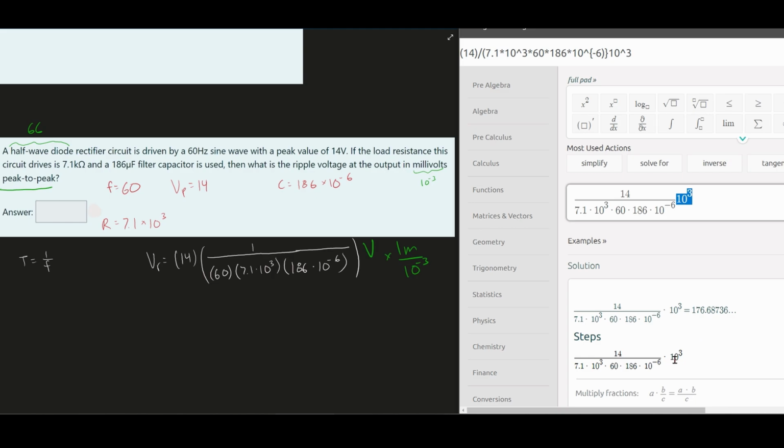So after I plug all that in, I'm going to get approximately 176.7. So the answer to this problem is 176.7. If you have different values, that is how we would go about solving for it.